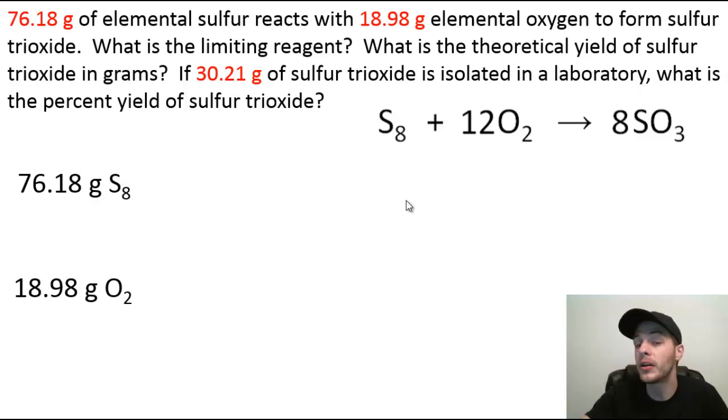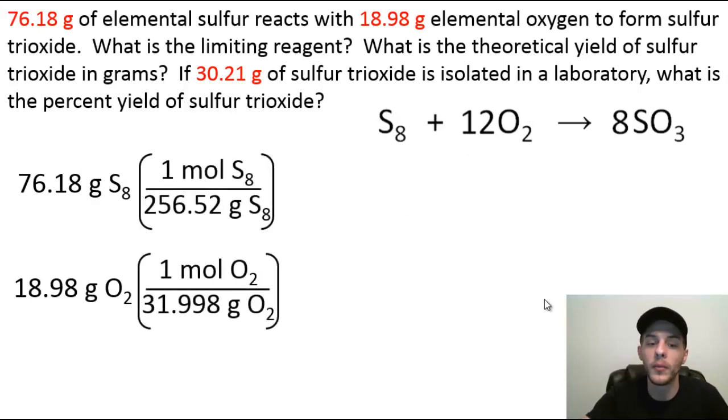So what we need to do is convert these masses that we've been given into moles. We're going to do that using the molar masses of these two elements, which can easily be obtained from the periodic table. I'm going to use those molar masses as conversion factors to convert from grams of sulfur and grams of oxygen to moles of sulfur and moles of oxygen. If you take the molar mass of sulfur and multiply it by 8, you're going to get 256.52 grams of sulfur for every 1 mole of sulfur. And if you take the molar mass of oxygen and multiply it by 2, you'll get 31.998 grams of oxygen for every 1 mole of oxygen.